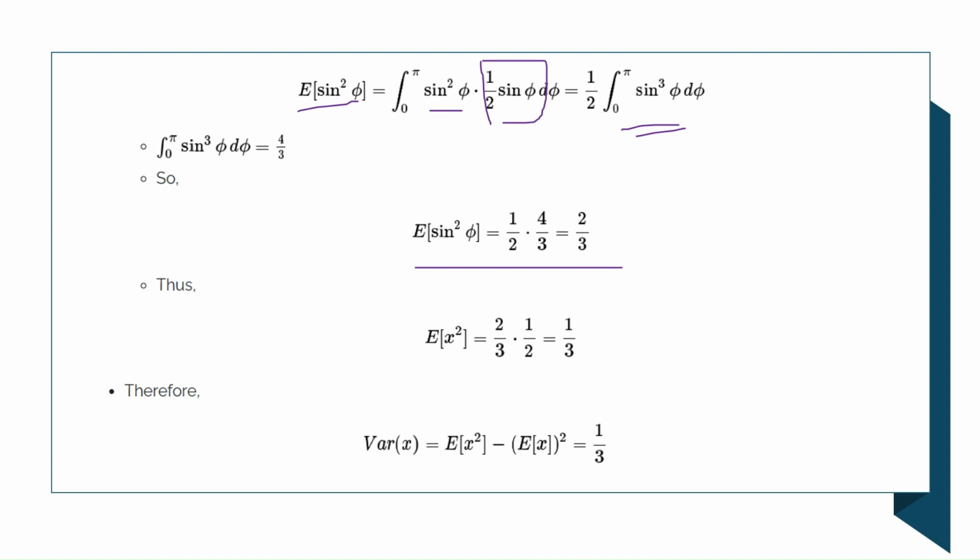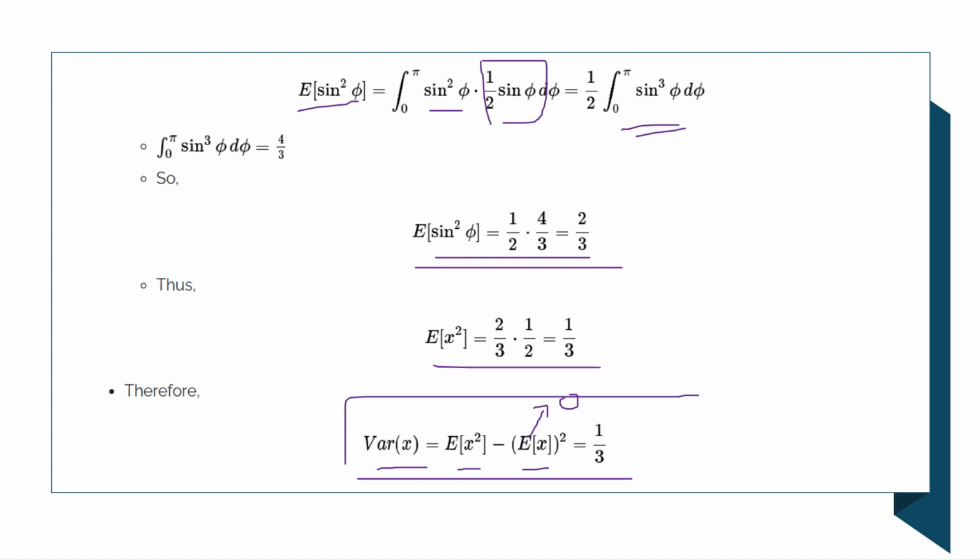And we already know that the expected value of x was 0. So the variance becomes expected value of x squared minus expected value of x whole squared. This part is 0. This was 2 by 3, and then we have expected value of x squared equals 1 by 3 because there's also 1/2 here. This gives us the variance of x equals 1 by 3. And this is the final answer to the problem.